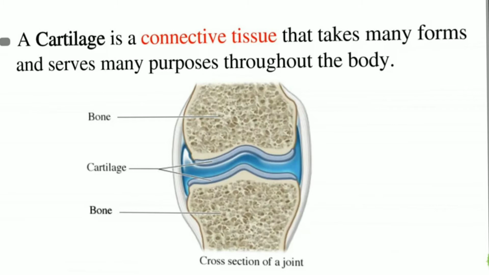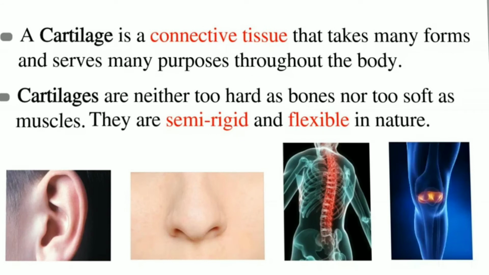Now, where are cartilages present? Cartilage is present in the ear, nose, between the vertebrae in the spine, bronchial tubes or airways. It is also present at the end of the ribs. It is present in the elbow, knees, ankle, that is, the joints between bones.